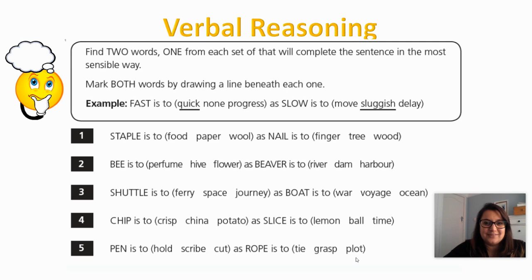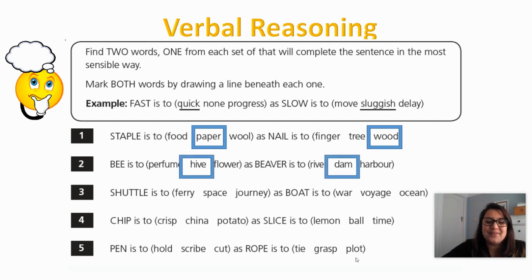Let's have a look at some answers. So on the first one, staple is to paper, as nail is to wood. They both pin things together. Bee is to hive, as beaver is to dam. The places where they work. A bee works in the hive to make the honey, and the beaver works in order to create a dam.